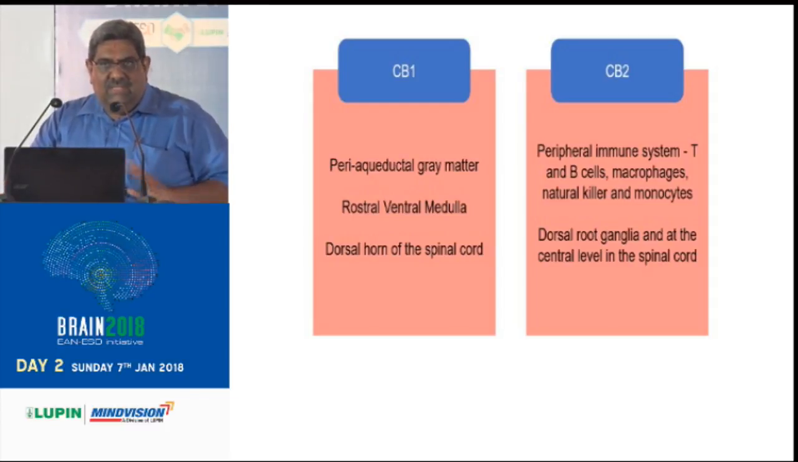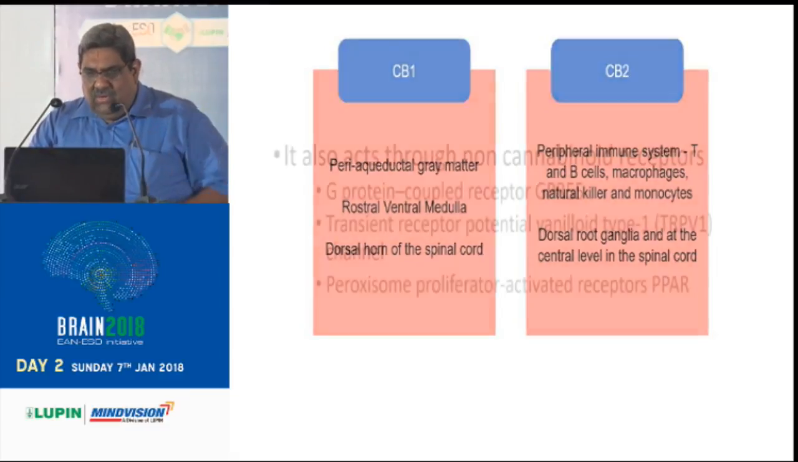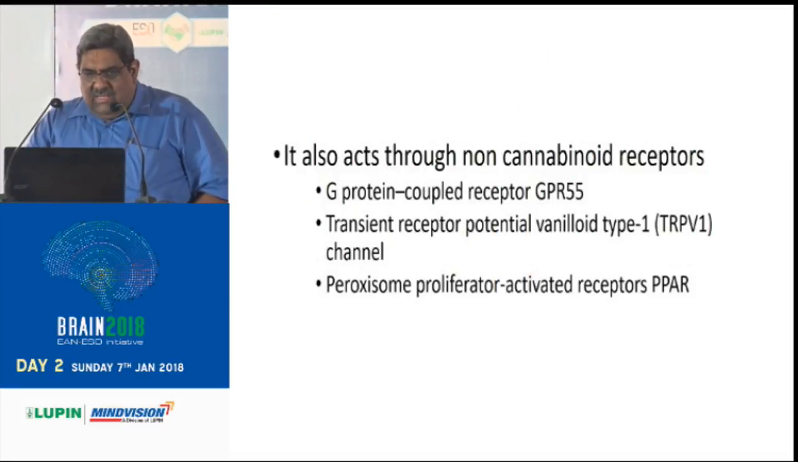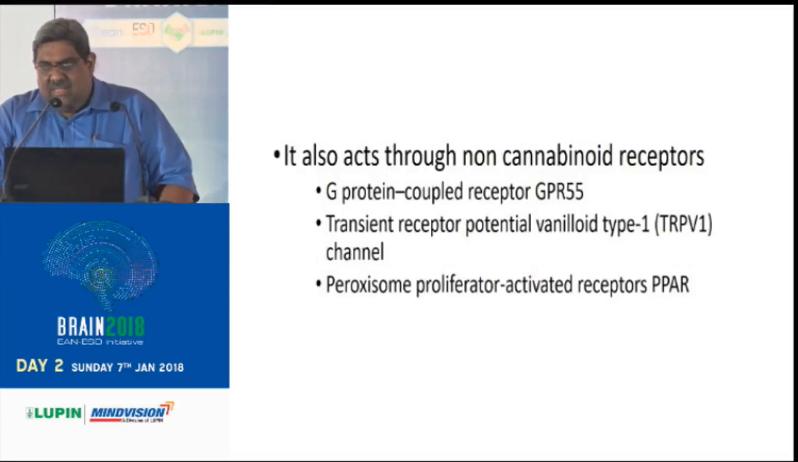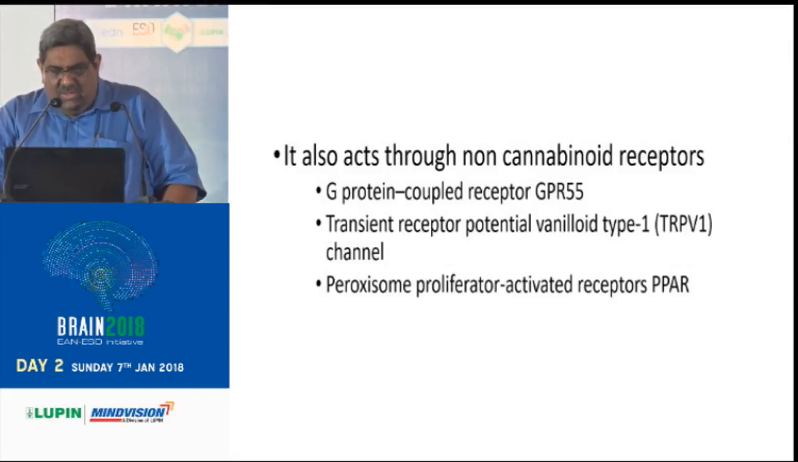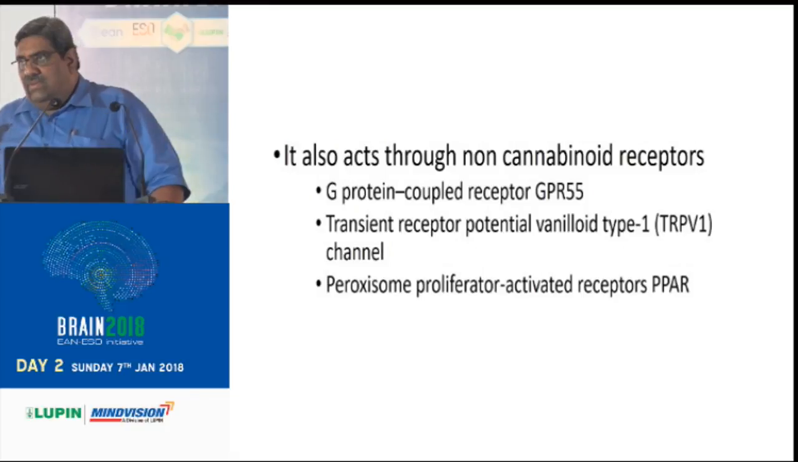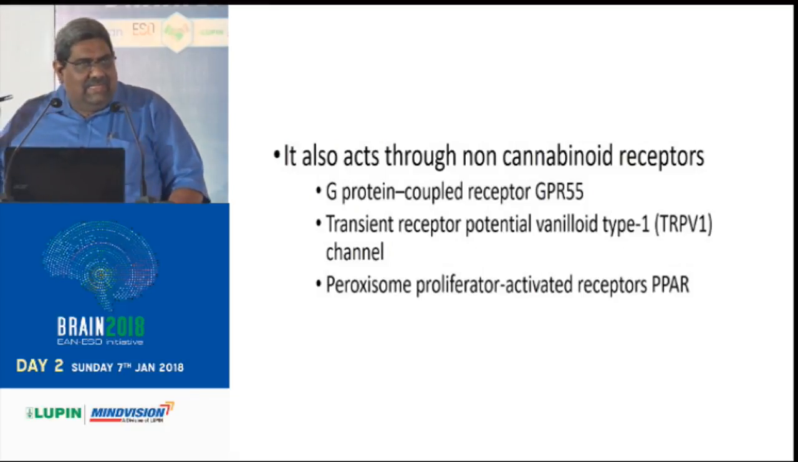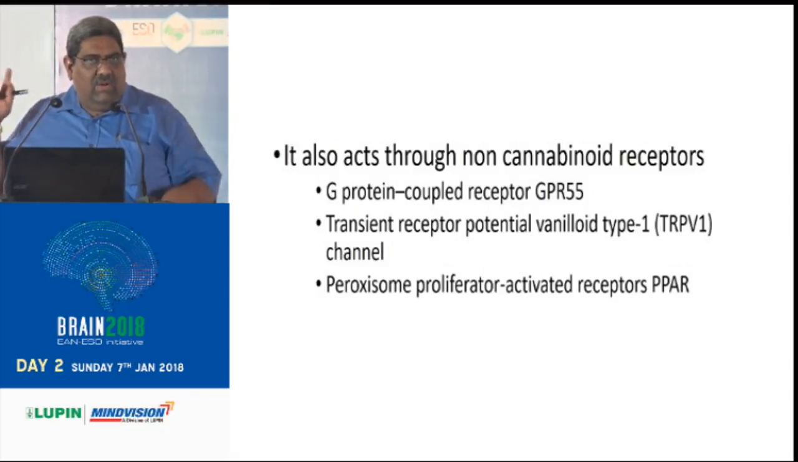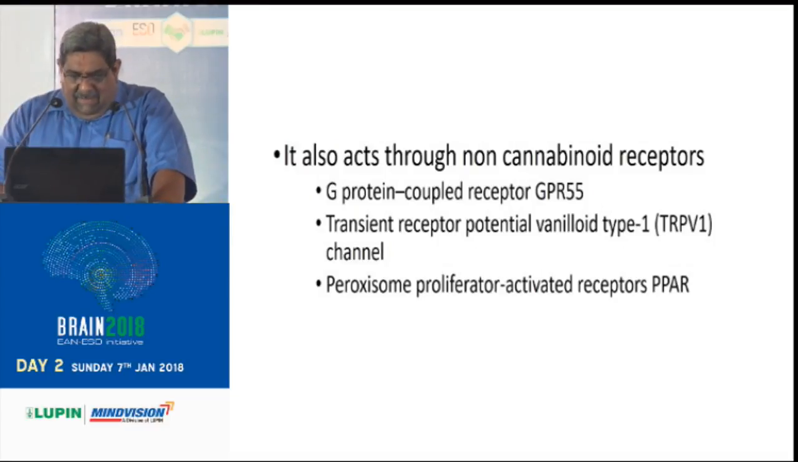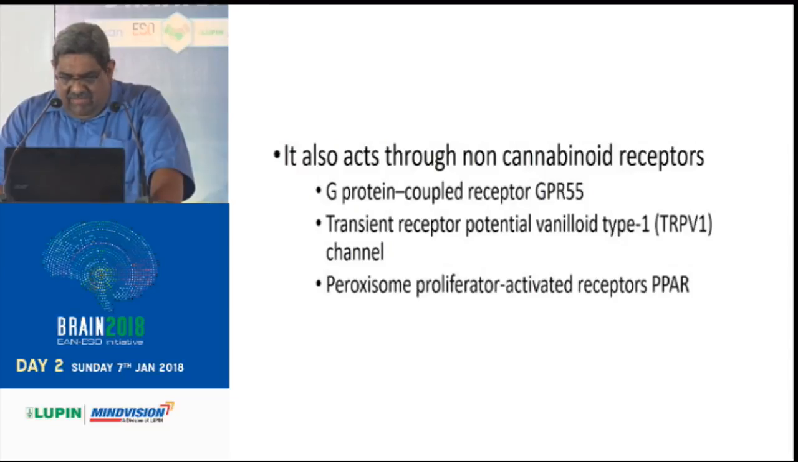So I'm sure that cannabinoids are going to have a role in neuropathic pain. Not only that, they also act through non-cannabinoid receptors: cannabinoids also have a role on GPR55 and TRPV1. The TRPV1, if you know, is the vanilloid receptor that the tactile receptors on the peripheral nerve also have. And definitely PPAR, the peroxisome proliferator-activated receptor, and all three can also have these actions.